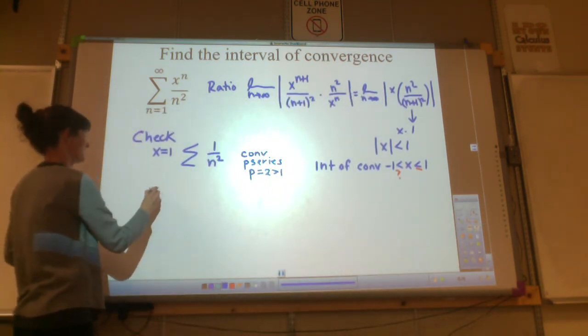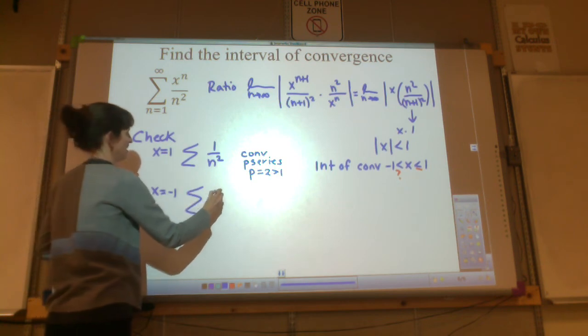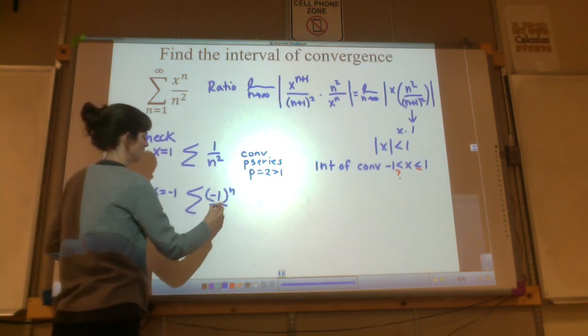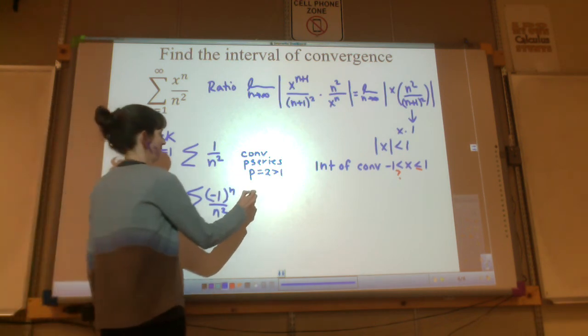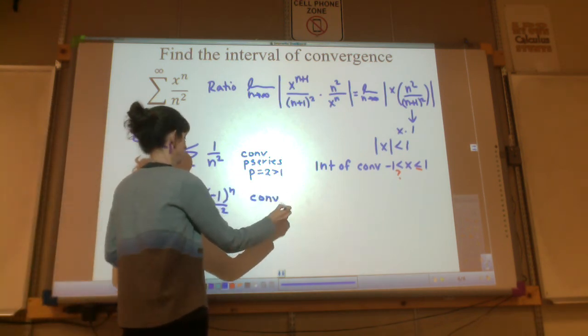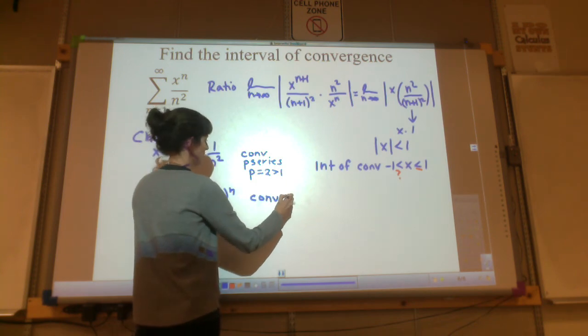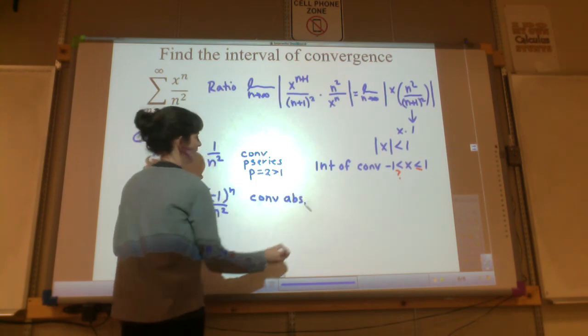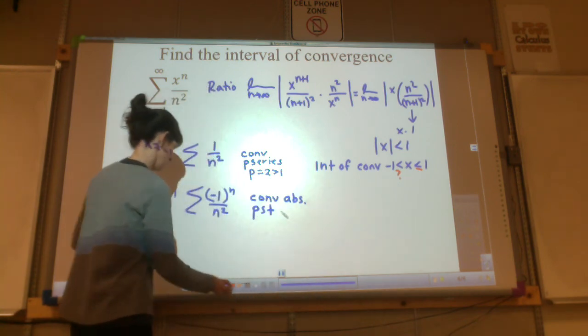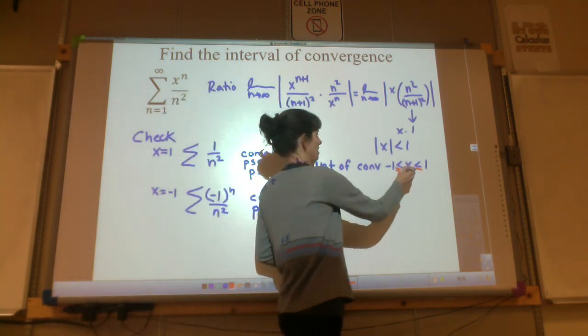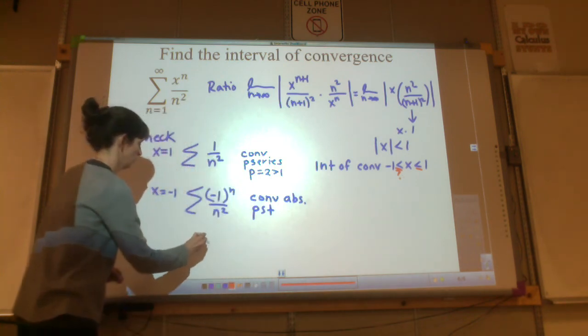Okay, and then x equals -1, so -1 to the n over n squared. Quick, what happens to that one? Well, it already absolutely converges, so that was silly. Converges absolutely, by the p-series test. So we're going to add that baby in, and our interval of convergence is going to be a closed interval.